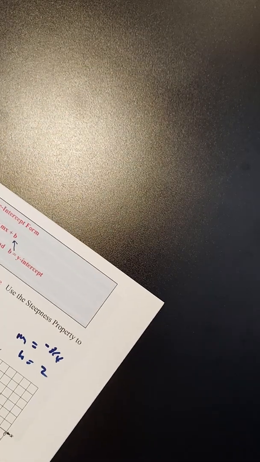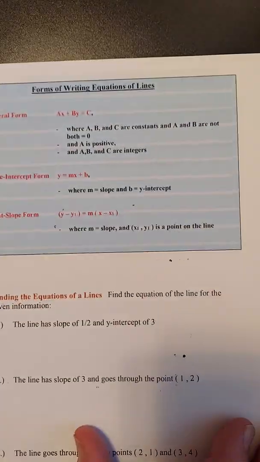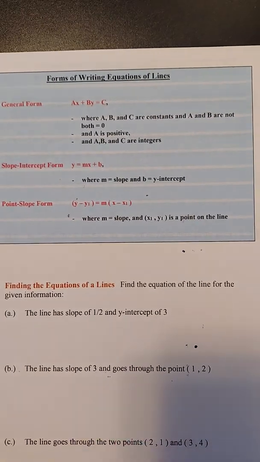Okay, let's go to the next page. We're moving right along. Okay, I put this together. There's actually 3 forms of writing equations of lines. You won't find this in the book, but I think it might be helpful for you. And I think it'll make sense to you.